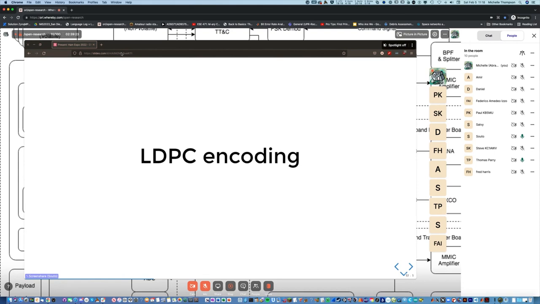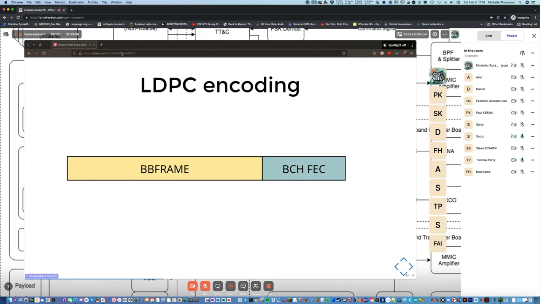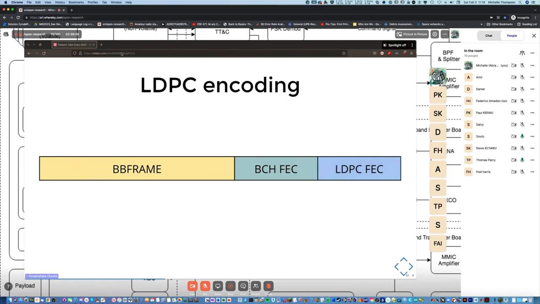Then moving on to the LDPC encoding. This is the most complex block in the system, but I think it's the most interesting. The FEC encoding subsystem receives a baseband frame, adds a BCH FEC code and an LDPC FEC code.